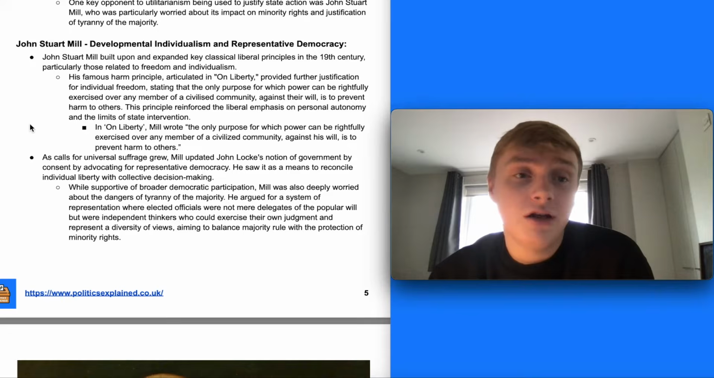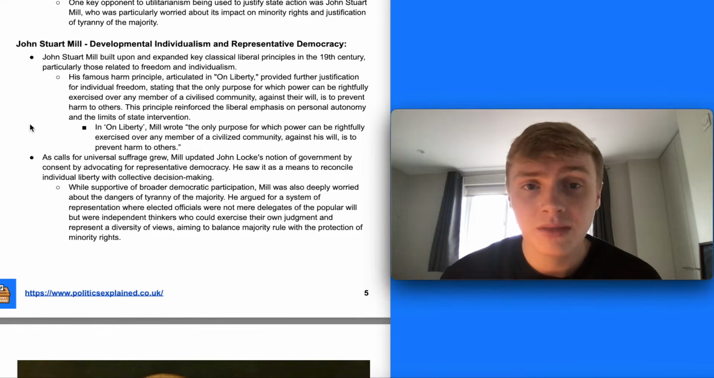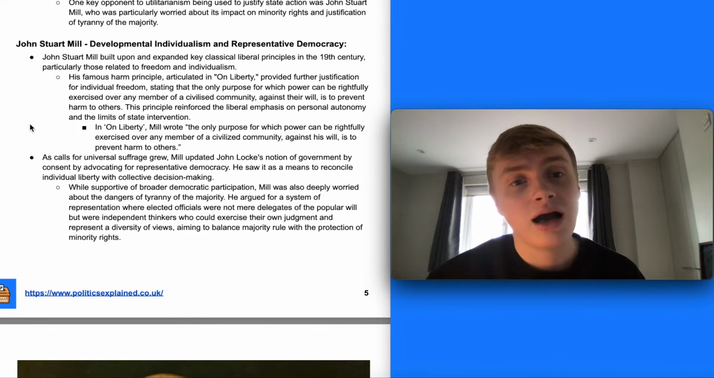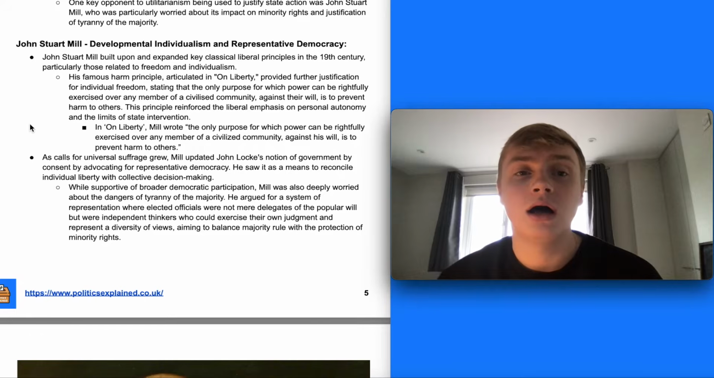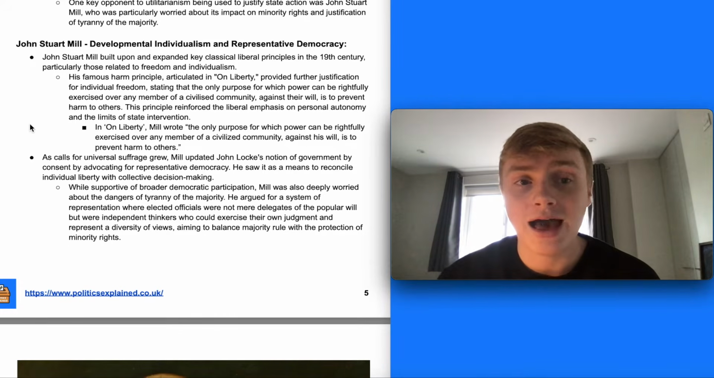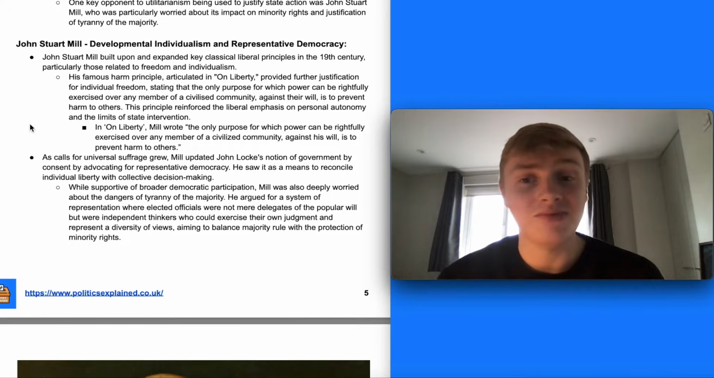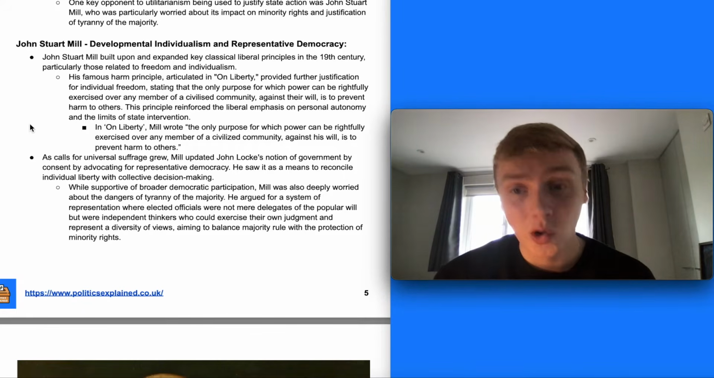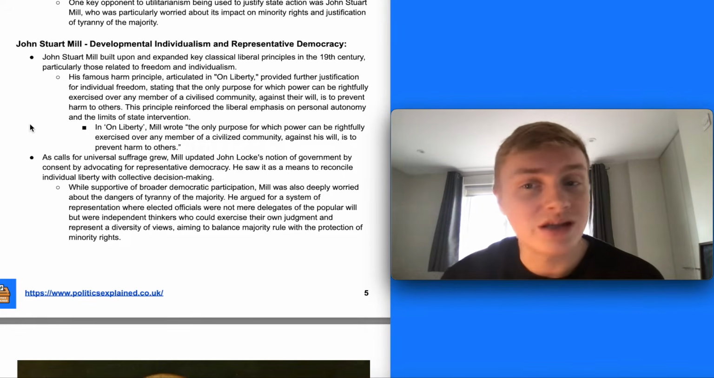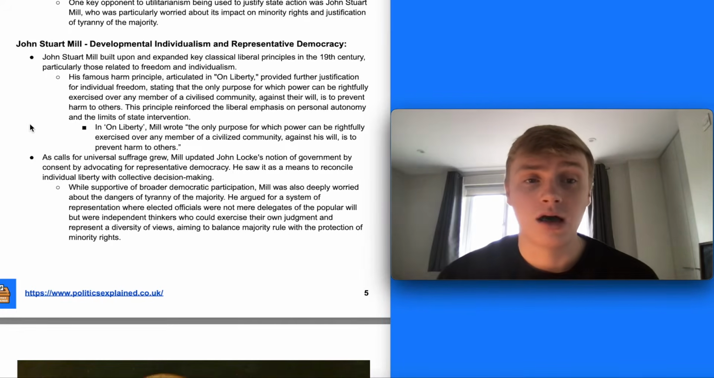and one of the key parts of his thought that you can see this in is the harm principle, which provided further justification for individual freedom and effectively argued that the only purpose for which power can be rightfully exercised over any member of a civilized society against their will is to prevent harm to others. So if you're doing anything, whatever you want, as long as it's not harming others, there should be no intervention by anyone to stop you doing it, and particularly no intervention by the state.